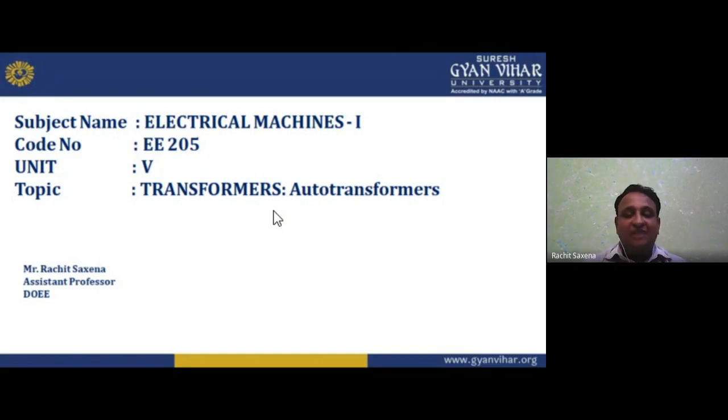In compound we again have two types: long shunt and short shunt, and another is cumulative and differential. These are the types for DC, the same types for motor and the generator. Then we have the characteristics of the generator and similar for the motor.